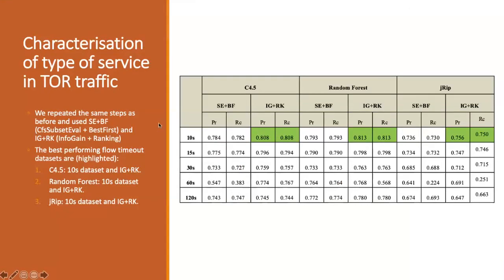We will continue with the second experiment, which is the characterization of type of service in TOR traffic. We repeated the same steps as before, similar to the previous experiment. Infogain ranking returned the best results, however this time with the 10 seconds flow timeout dataset.